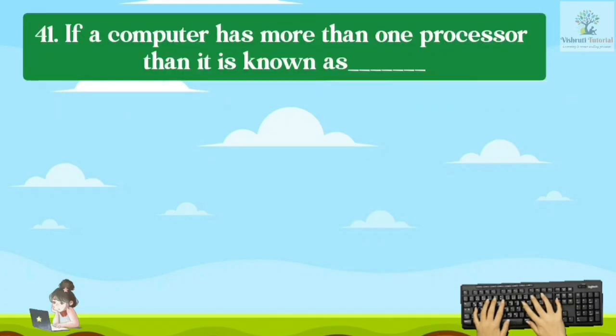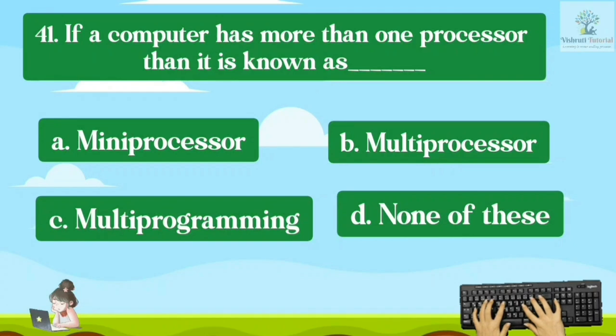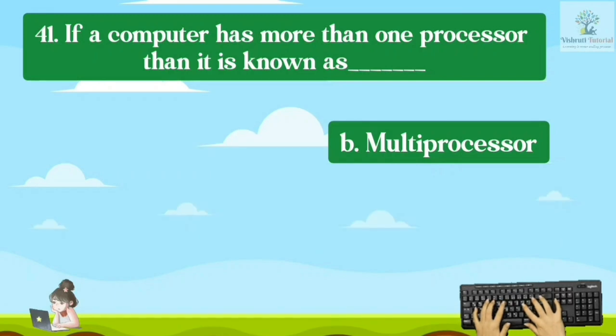Question number 41. If a computer has more than one processor, then it is known as dash. Options: A. Mini processor, B. Multiprocessor, C. Multiprogramming, D. None of these. And the correct answer is B, multiprocessor. If a computer has more than one processor, then it is known as multiprocessor.